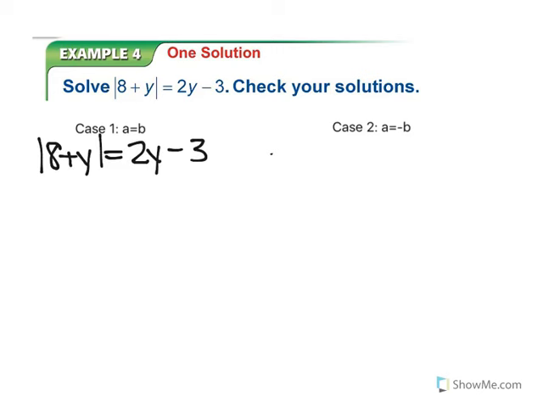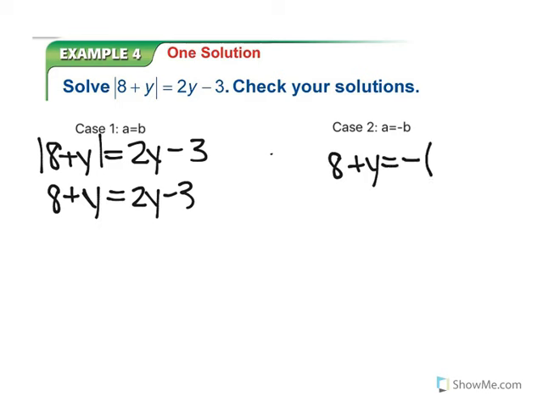So the first one I'm going to try, I'm just going to drop the absolute value signs and get 8 plus y is equal to 2y minus 3. And I'm going to go ahead and set up case number 2 while we're on this step. We're going to say that 8 plus y is equal to negative parentheses 2y minus 3. And the reason why we did that is because when we say b, we're saying everything on this side of the equal sign is represented by b. Everything on the inside of the absolute value signs is represented by a. Okay? Alright, so back to case number 1.